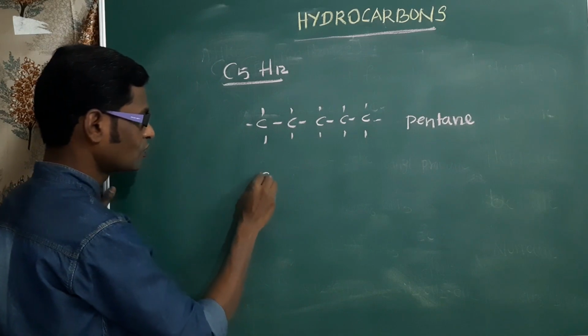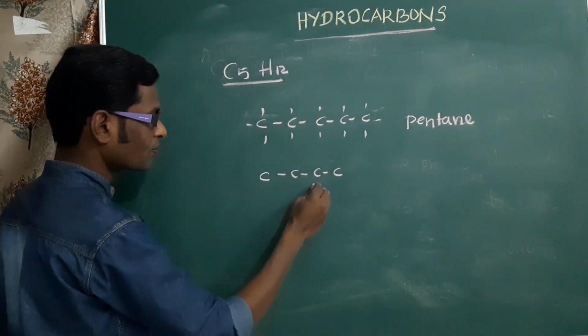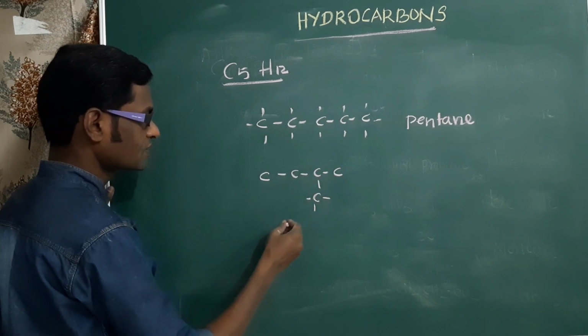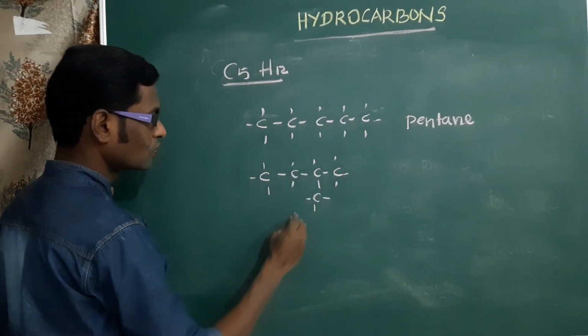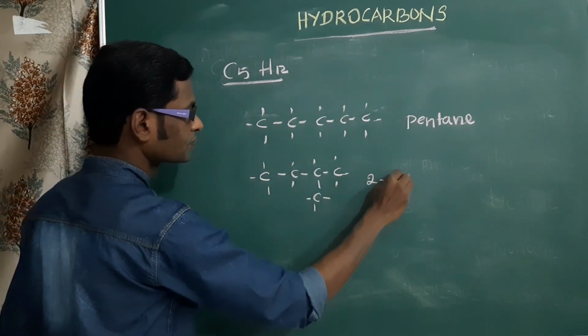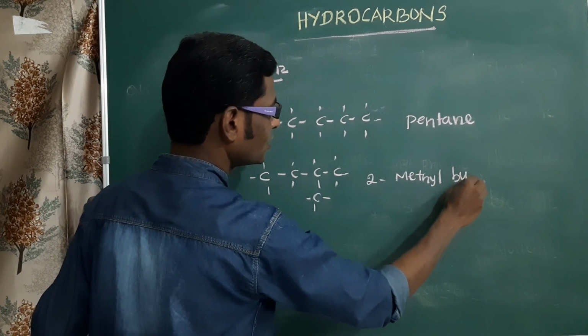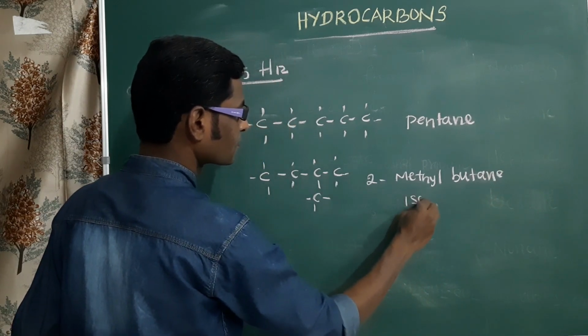Another possible isomer of C5H12. The parent chain contains 4 carbon atoms. One of the methyls is considered as a substituent. Name of the compound: 2-methylbutane. IUPAC name 2-methylbutane, common name isopentane.